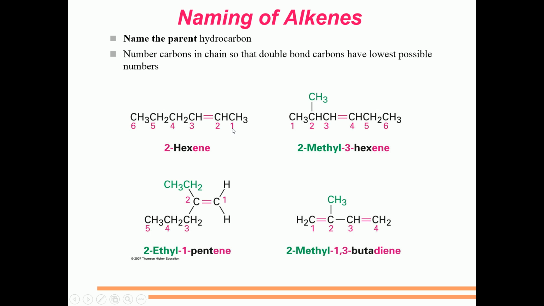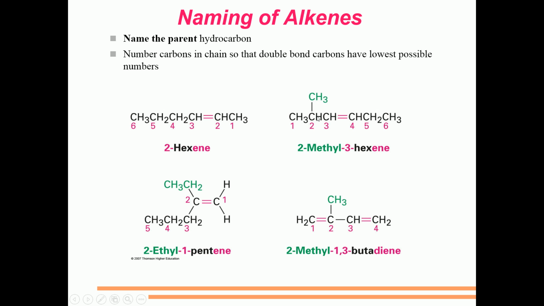So for example, in this one, you can see that you have 6 carbons, so it's a hexene. However, instead of numbering from here, you start numbering from here so that you get the second position, which is a lower number for the compound. So 2-hexene. "-ene" is the suffix that you use to show that there is a double bond in the compound.